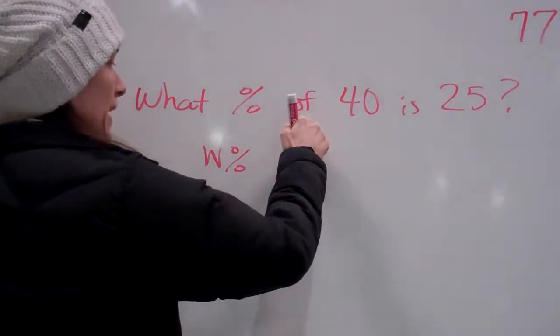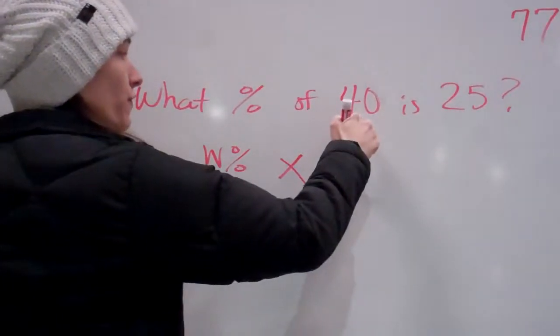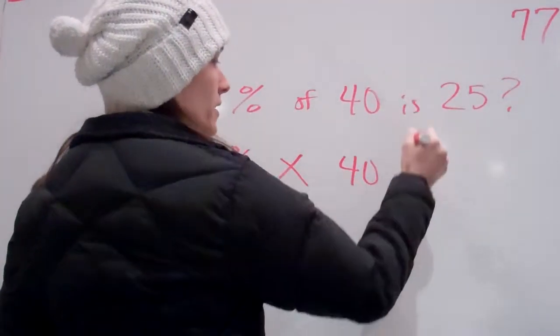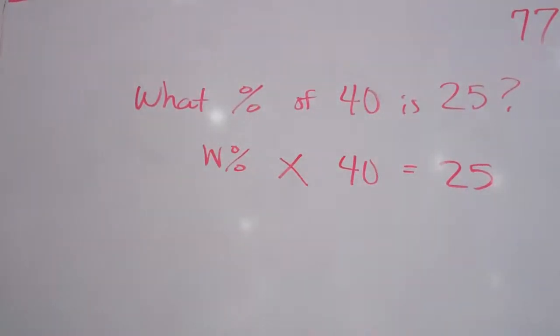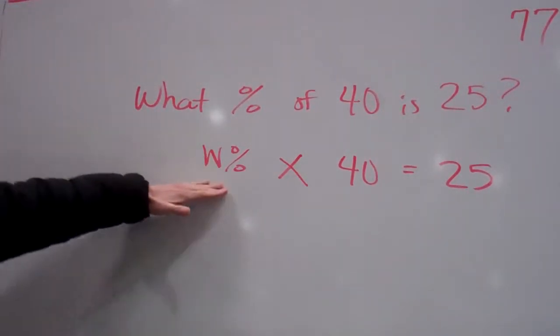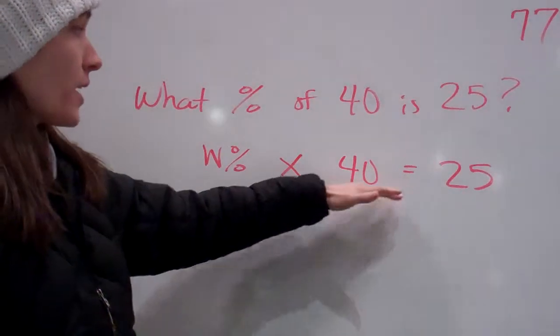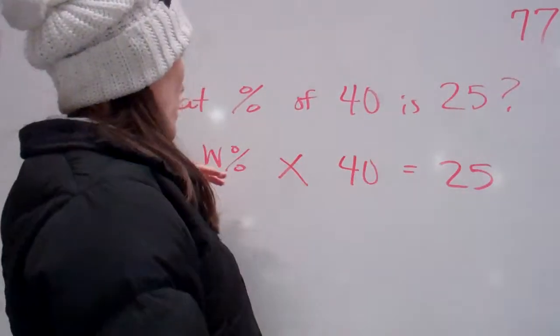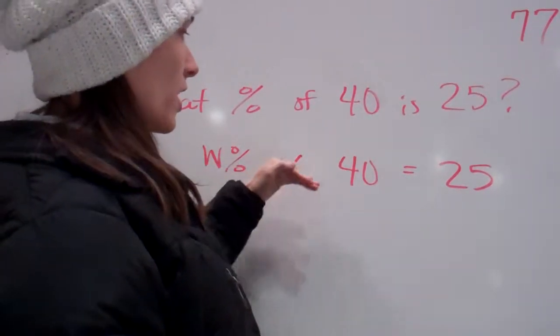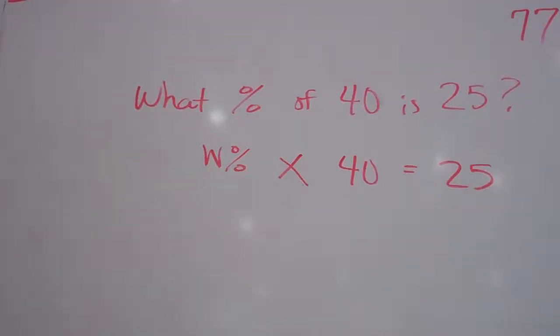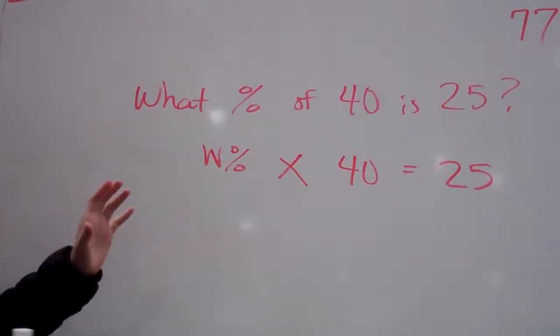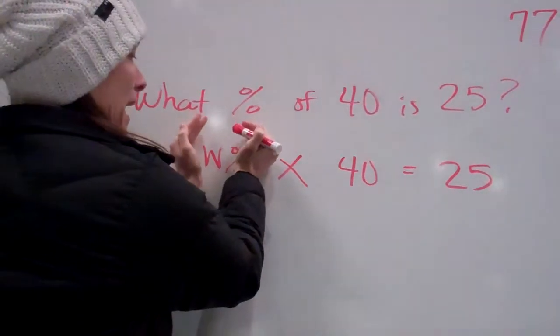Of means times, so 40, bring that down, equals 25. So this is what number times 40 equals 25. Or what percent? I'm sorry, I said that wrong. What percent of 40 is 25?